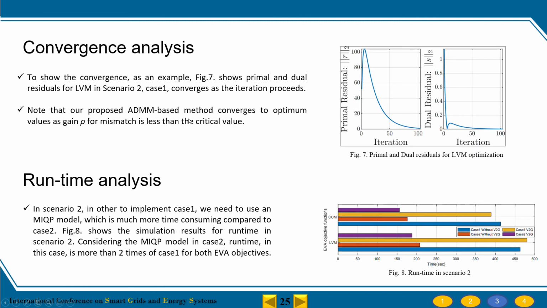Let's go to the convergence analysis. Our method is converging, so you can see the primal residual and dual residual convergence in these two figures. About the runtime analysis, the runtime in the MIQP model is much more, about 2 times more, but we are getting more information from this optimization.